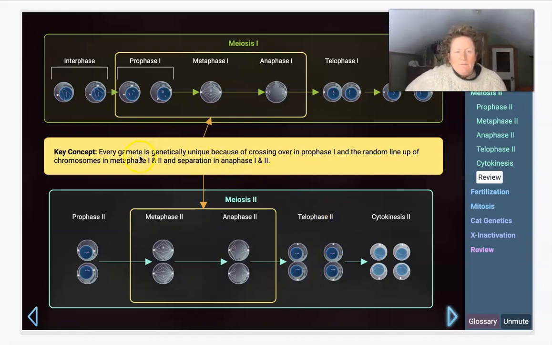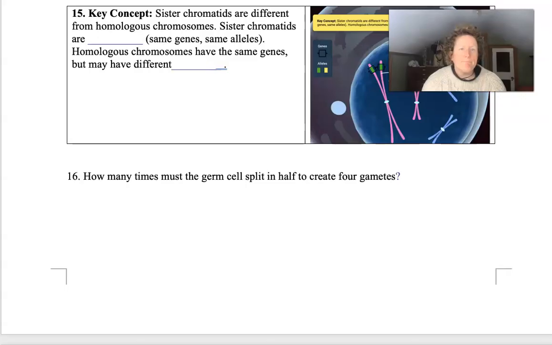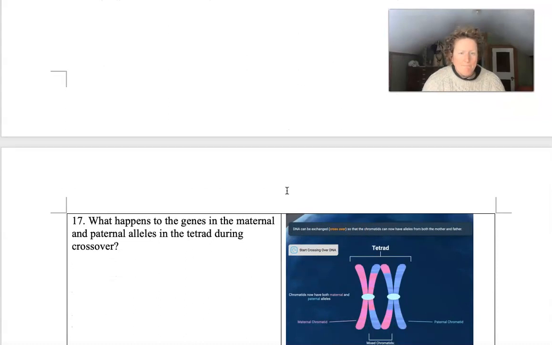So, key concept, every gamete is genetically unique because of crossing over in prophase 1 and the random lineup of chromosomes in metaphase 1 and metaphase 2. So that's in meiosis 1 and meiosis 2. And then the separation in anaphase 1 and anaphase 2. So let's go back to our lab sheet here. We know this. How many times must the germ cell split in half to create 4 gametes? We know it's 2 separations. There's meiosis 1 and meiosis 2.